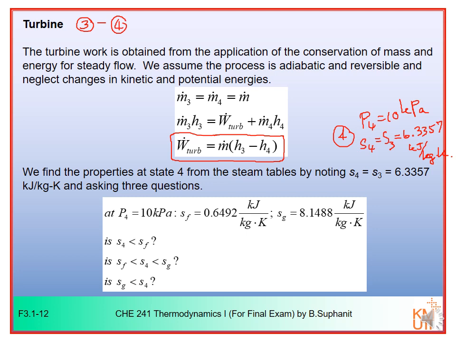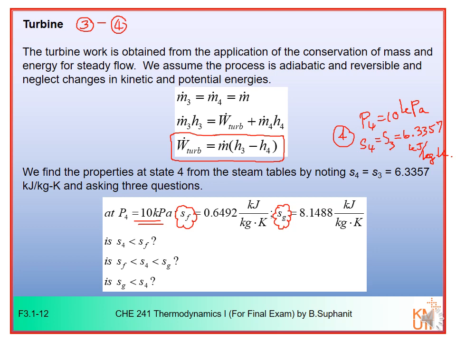Now in this case, we have to check at point number 4 whether that point would be in the vapor phase region or in the two-phase region. We can compare the entropy value at point number 4 with the entropy value of the liquid and the entropy value of the vapor at 10 kilopascal. So we take the values of SF and SG at 10 kilopascal from the sat steam table, and then we compare our S4 with this SF and SG.